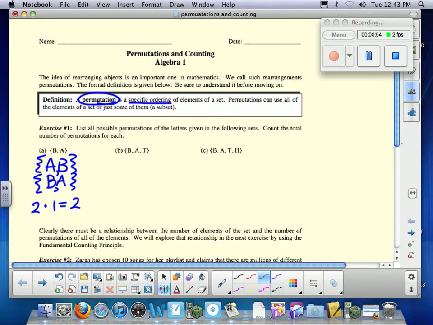So now we've jumped up to 3 letters. So we could pick the A first. Can we just do 3 times? We could pick the B first. We could pick the T first.